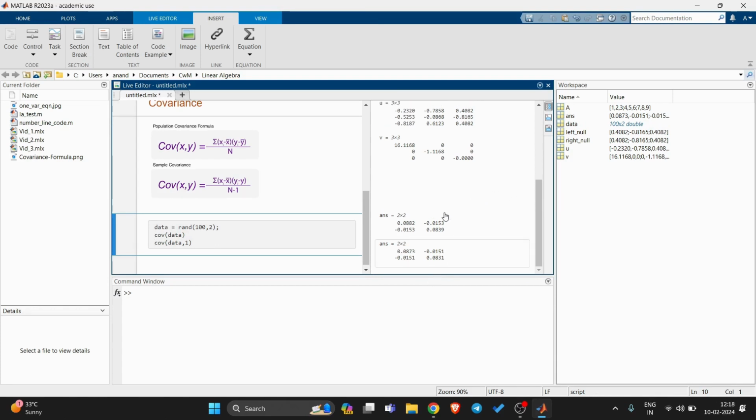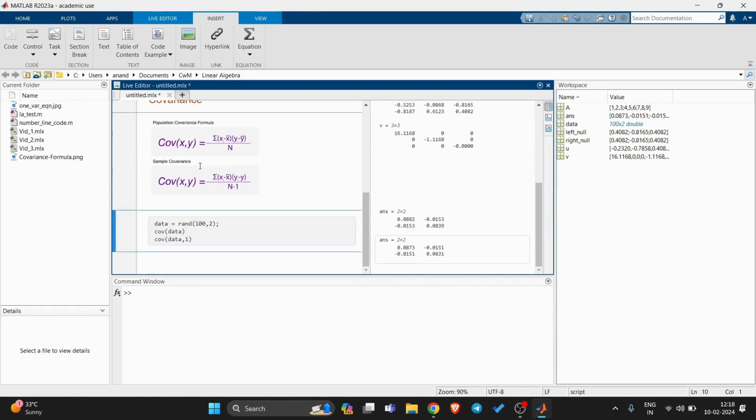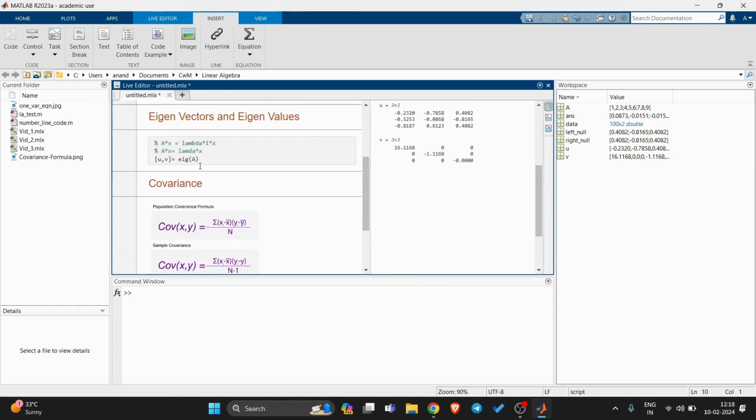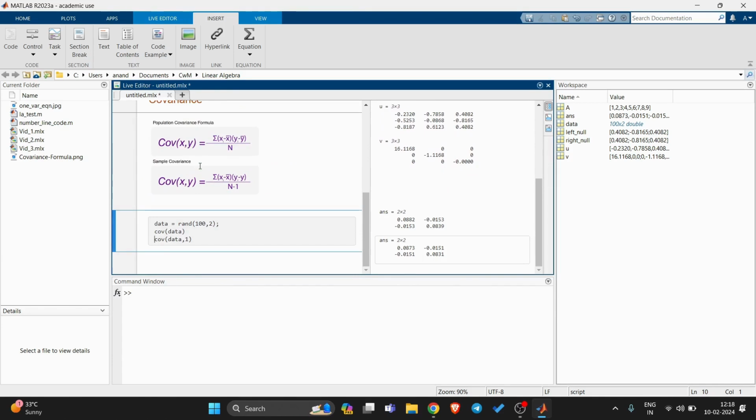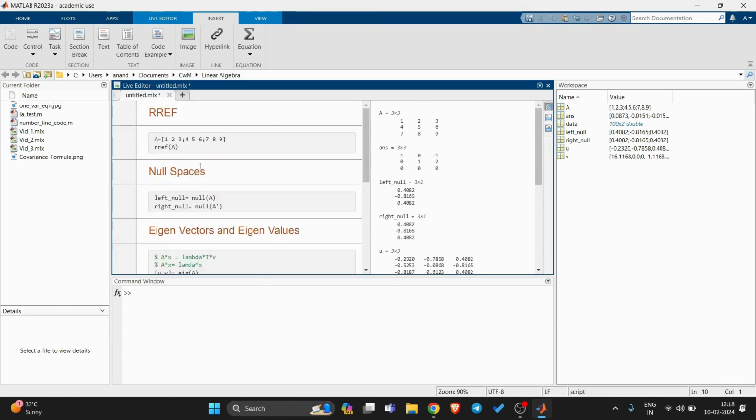Even though these values are almost the same, they are actually different. So this is how we find covariance of data in MATLAB. Now, a quick recap: we have the rref function to find rref of a matrix. rref is a useful tool for manipulating matrices and solving linear systems.